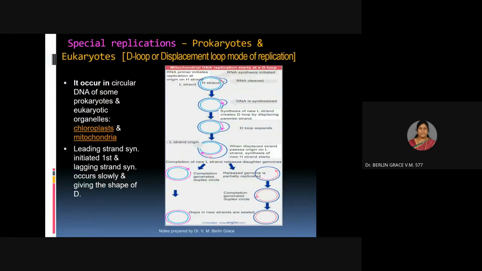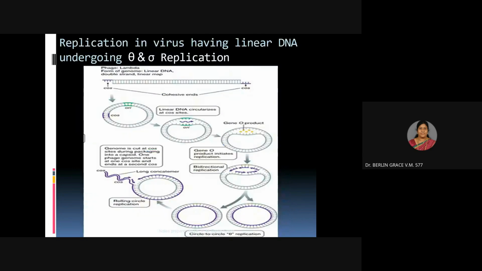D-loop replication occurs in the eukaryotic DNA present in the mitochondria or chloroplast. Here the leading strand synthesis takes place and proceeds, and lagging strand synthesis takes place a little later. Until then, the displaced strand gives a D shape. So it is called D-loop or displacement loop mode of replication.